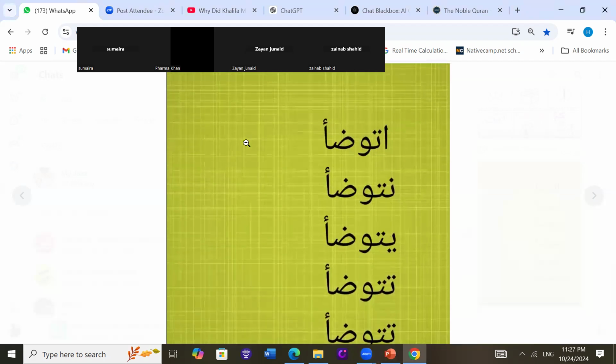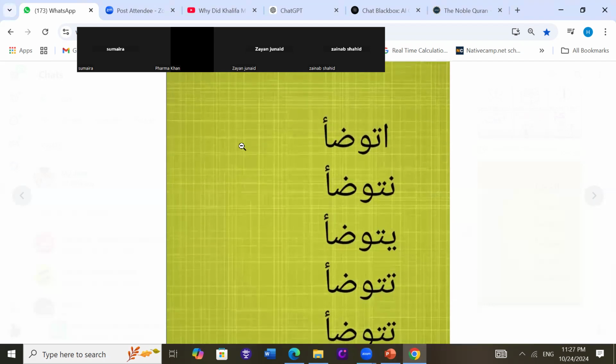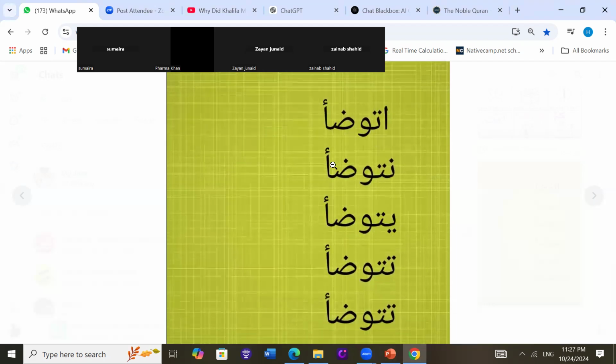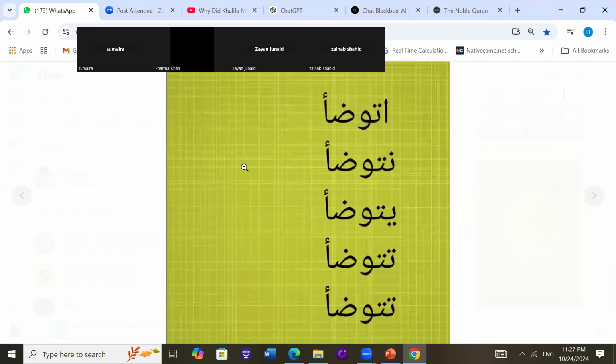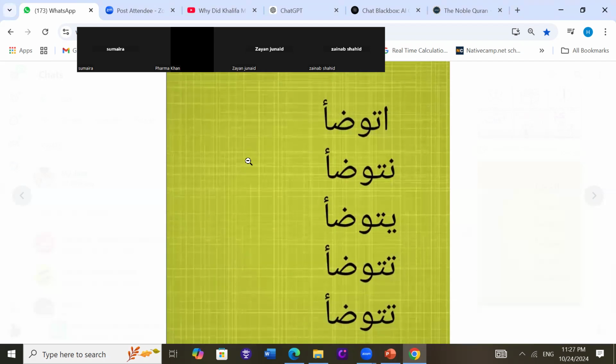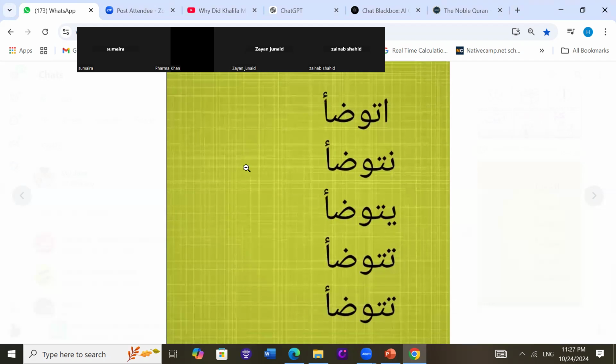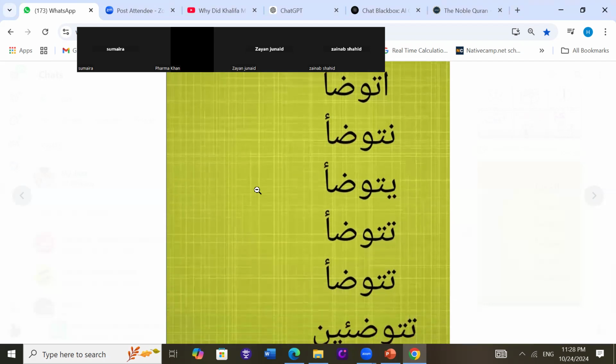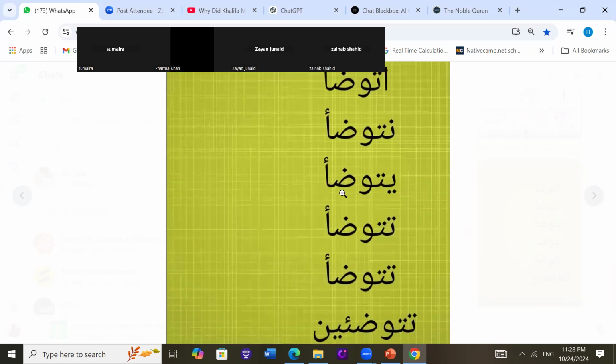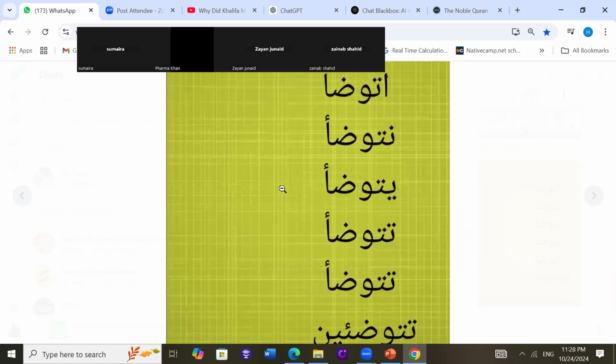Atawadda'u, I am doing ablution or I do ablution. Natawadda'u, we do ablution or we are doing ablution. Are you noticing that both of these sentences have different meanings in English, but in Arabic, if we want to say we do or we are doing, it is the same? Natawadda'u, yatawadda'u.